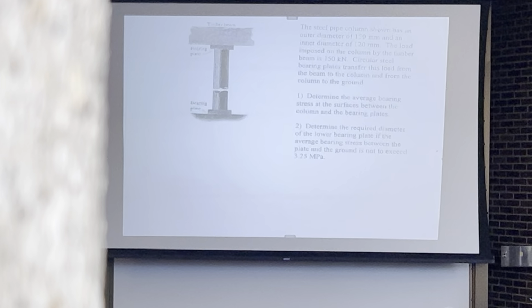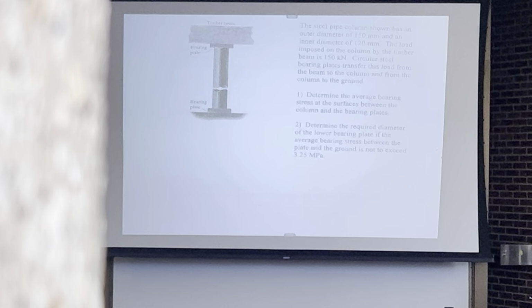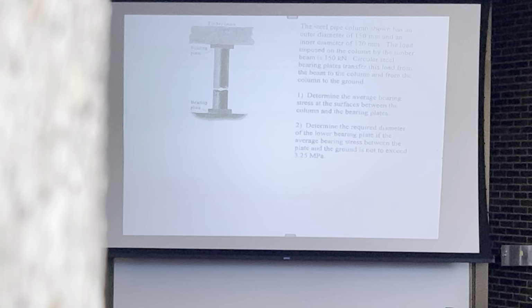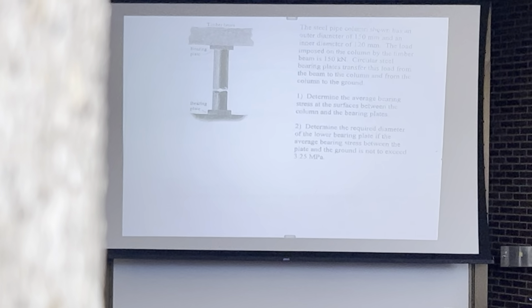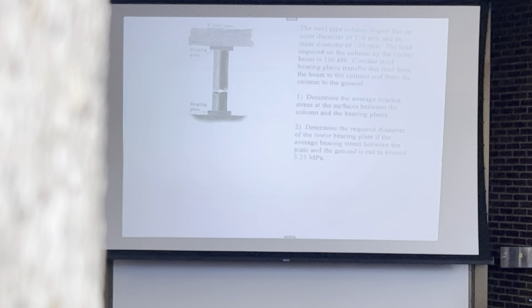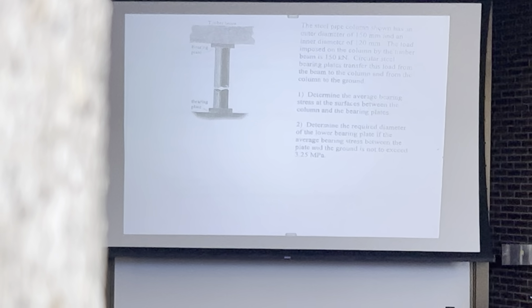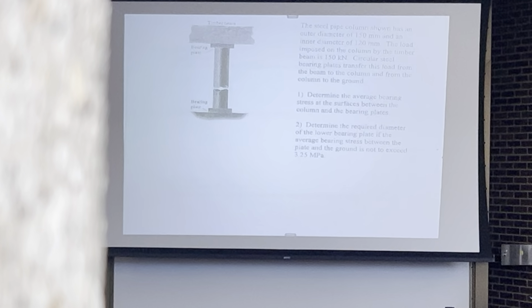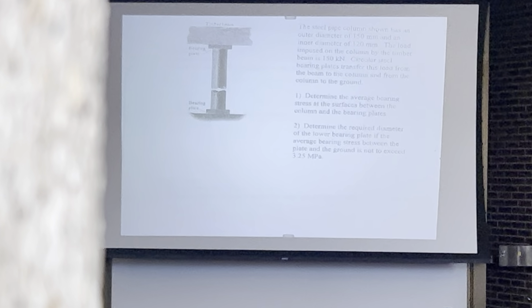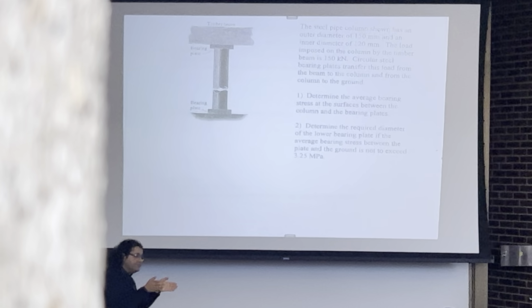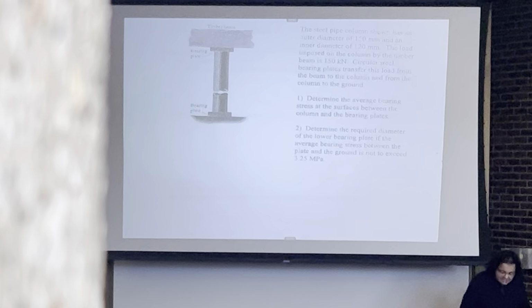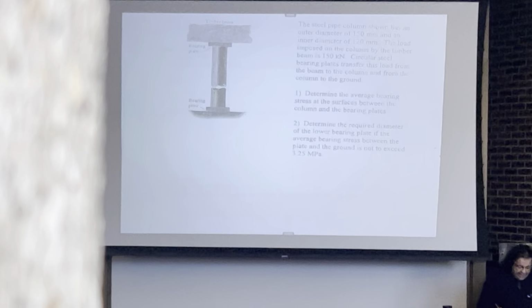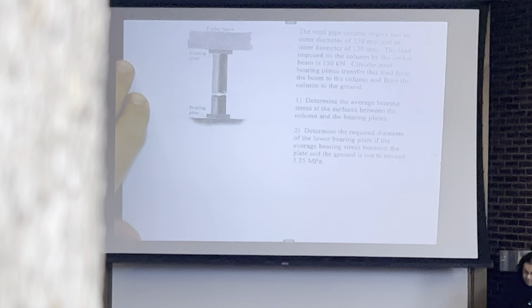So here we have a column that is supporting the weight of a beam. And the problem is asking to design the plates. The force in the beam is not directly transferred to the column. There is a plate between the column at the top and the beam. So the load in the beam is first transferred to that plate, and from that plate is transferred to the column. The problem says the steel pipe column shown has an outer diameter of 150 and inner diameter of 120.